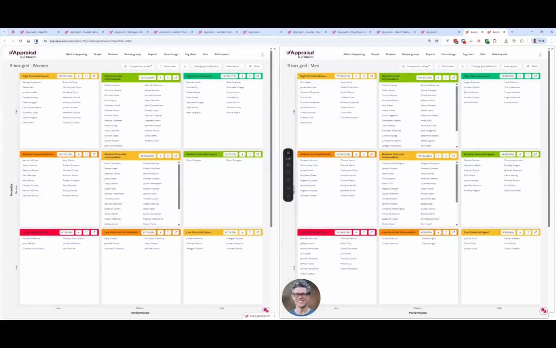So that's a little overview of some of the strategic analysis you can do with Appraised. I hope it's been helpful.